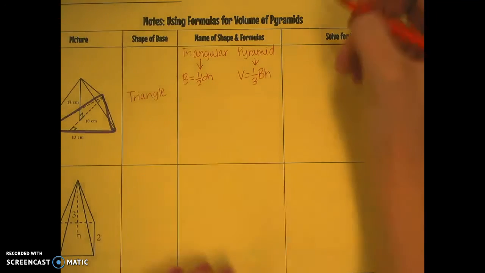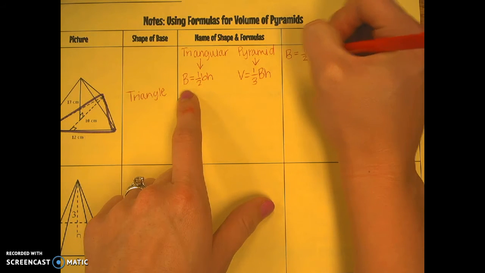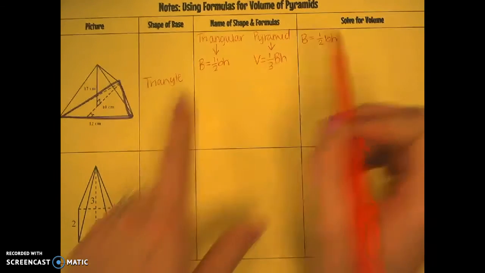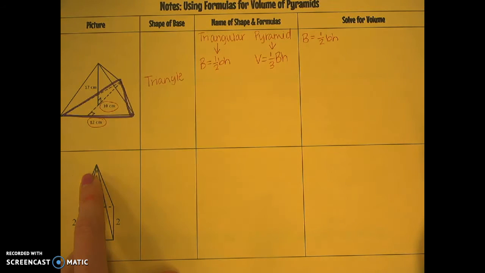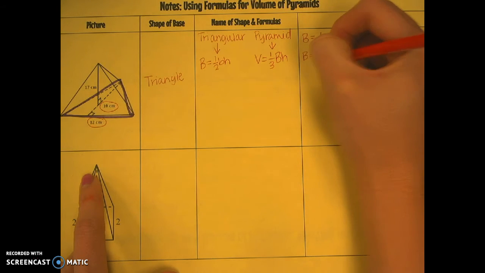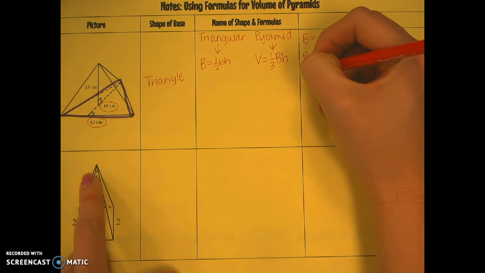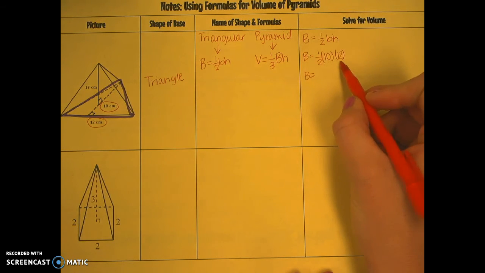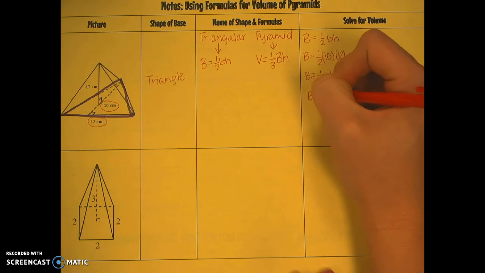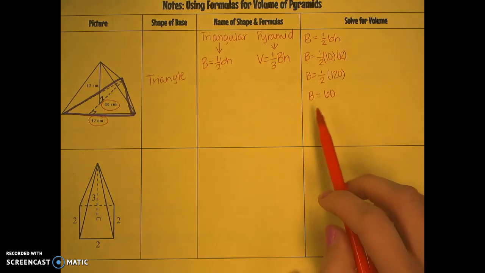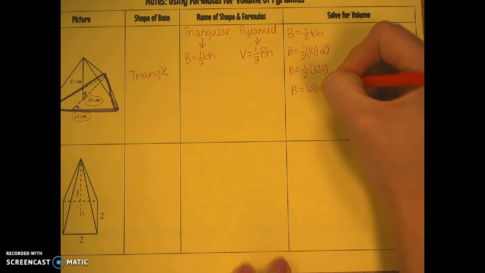So let's solve. So I'm always going to find big B first, the area of the base. So I've just got to do base times height of the base triangle, which is 12 and 10, and then divide that by 2. So I know 10 times 12 gives me 120. And then half of 120 is 60. So that's just the big B, that's the area of my base, which is 60 centimeters squared.